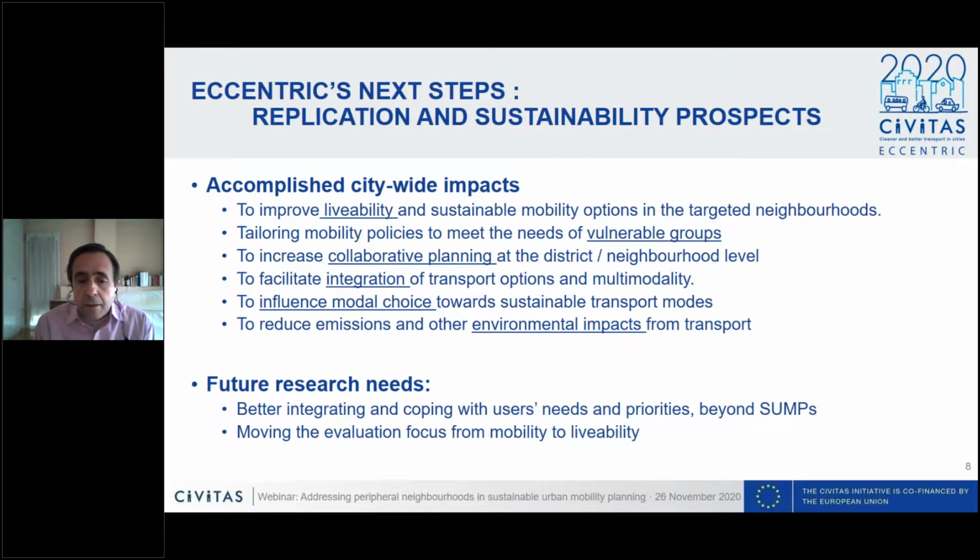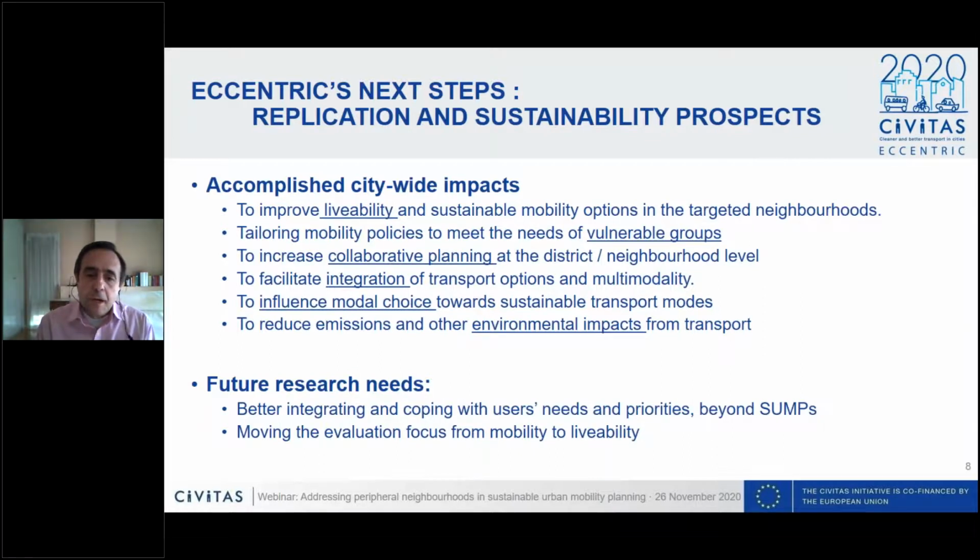I think one of the lessons learned is that we need to really rethink how we are making sustainable urban mobility plans and try to put users and particularly vulnerable groups more at the center of the designing process. And also in our evaluation, we need to refocus.